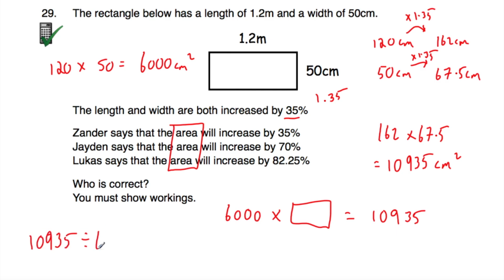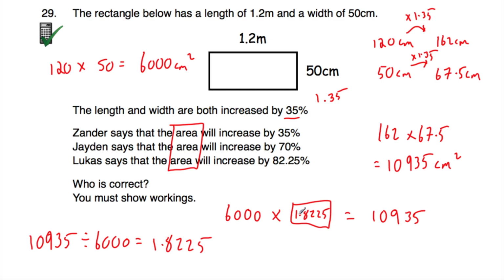10,935 divided by 6,000 is equal to 1.8225. So that means the multiplier would be 1.8225. If you take 6,000 and multiply by 1.8225, you would get the new area. Now let's have a look at this. This is our multiplier, 1.8225.